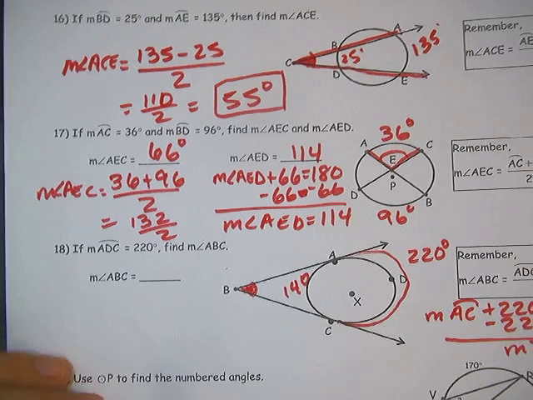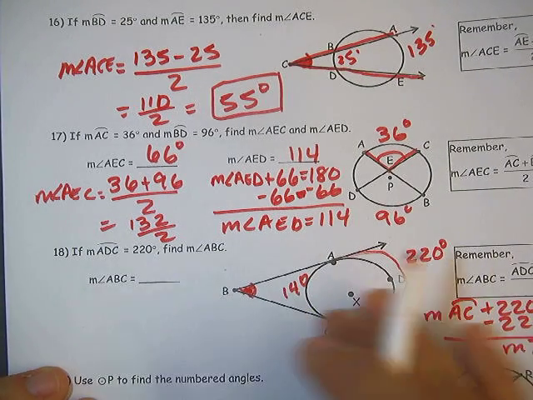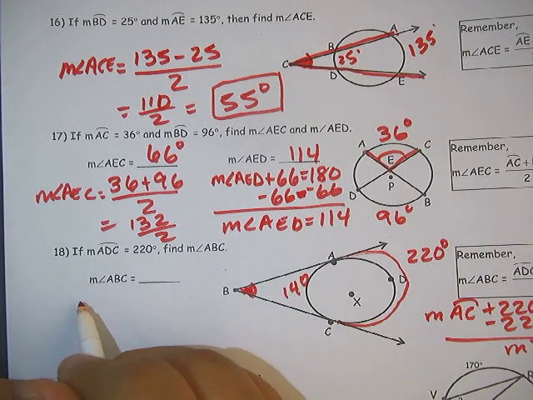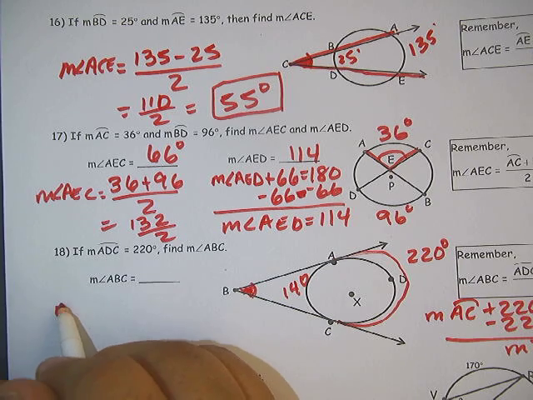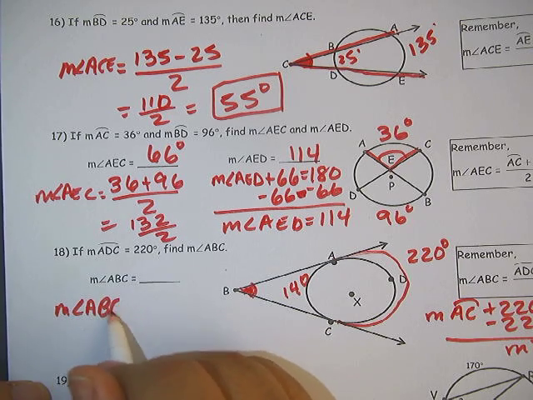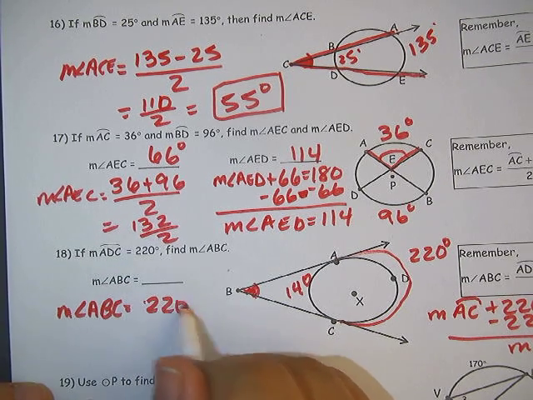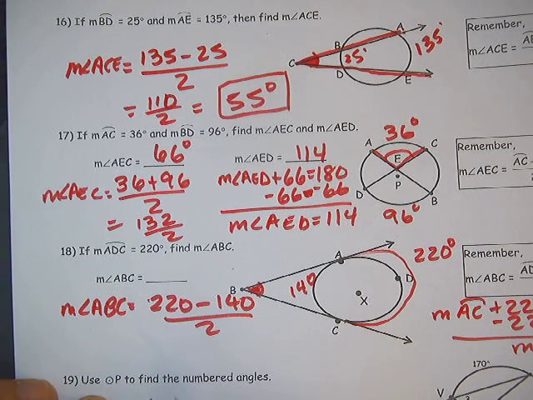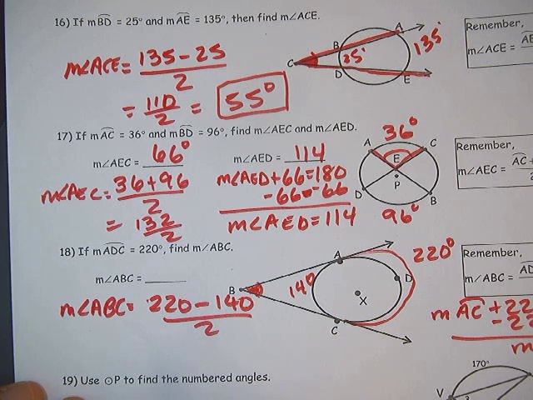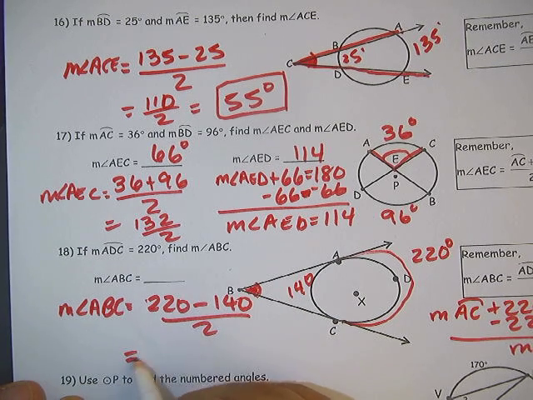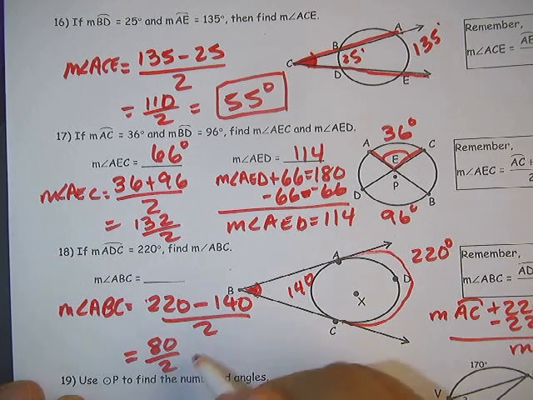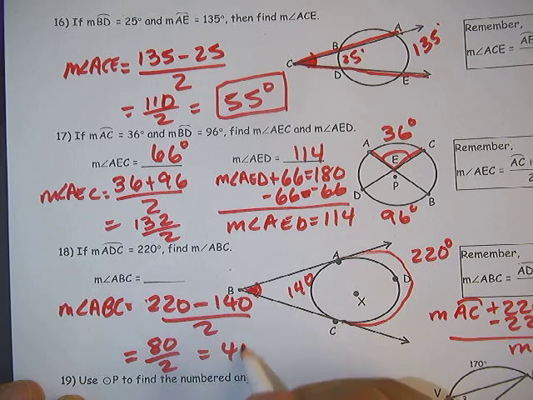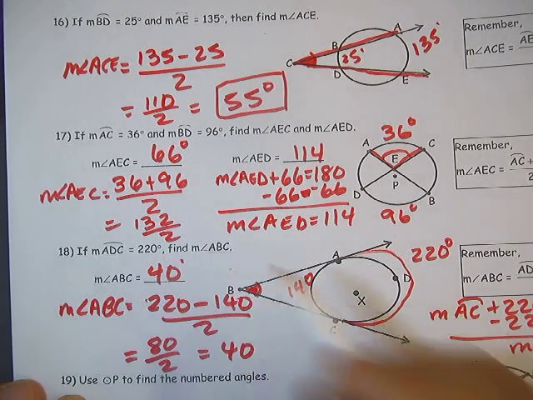Now I can use the formula where I subtract the outer arc minus the inner arc. So the measure of angle ABC equals 220 minus 140 all over 2. 220 minus 140, well, that should be about 80. It should be exactly 80. And 80 divided by 2 is 40. So the measure of that angle is 40 degrees.